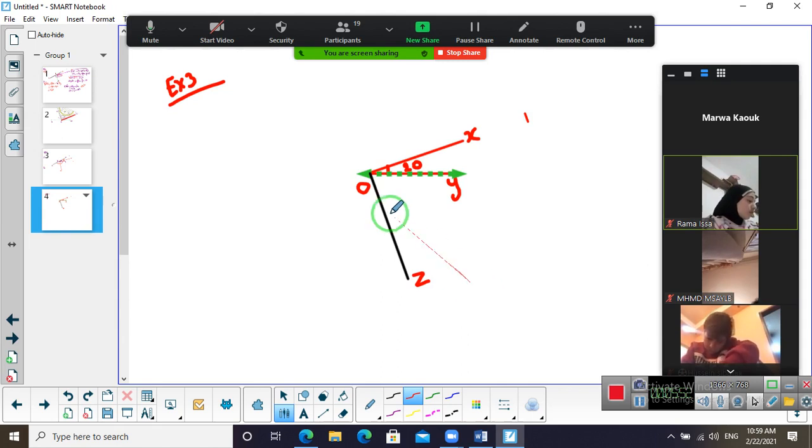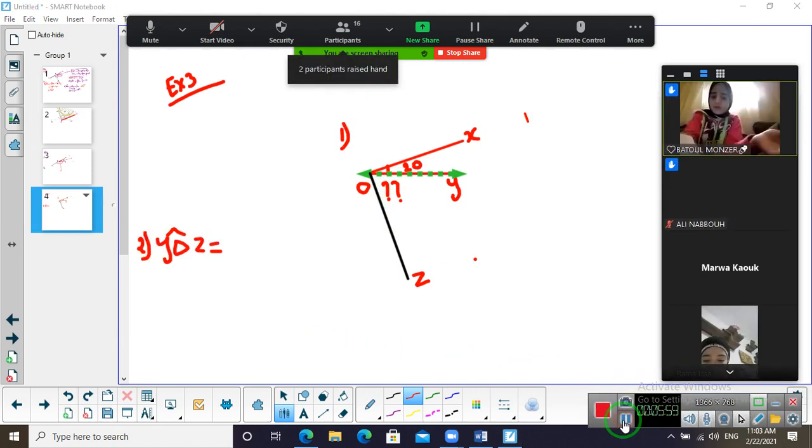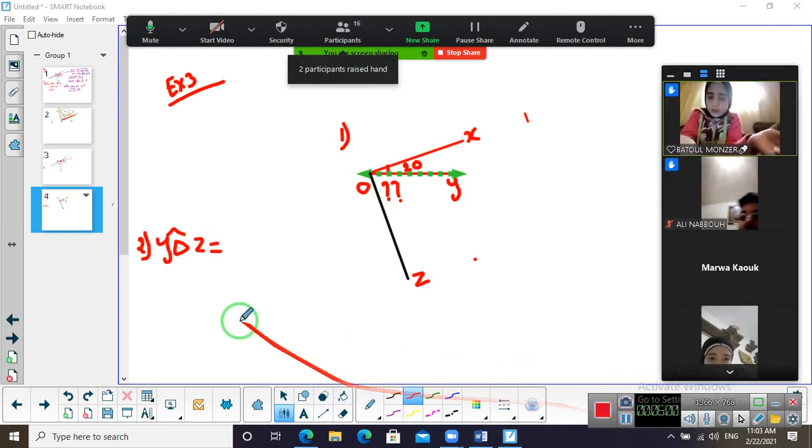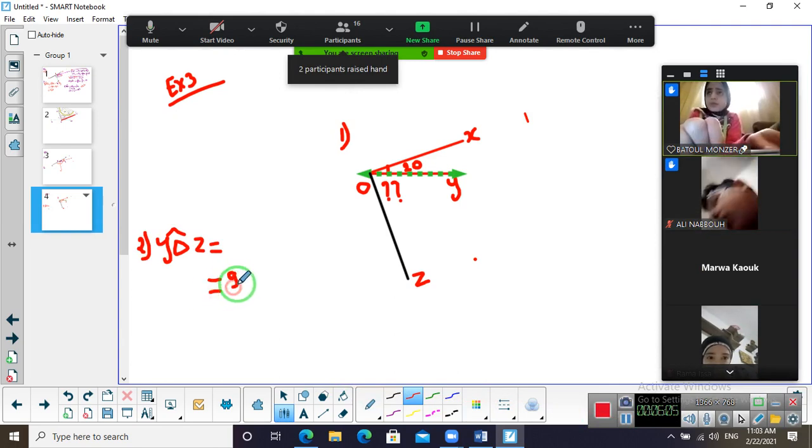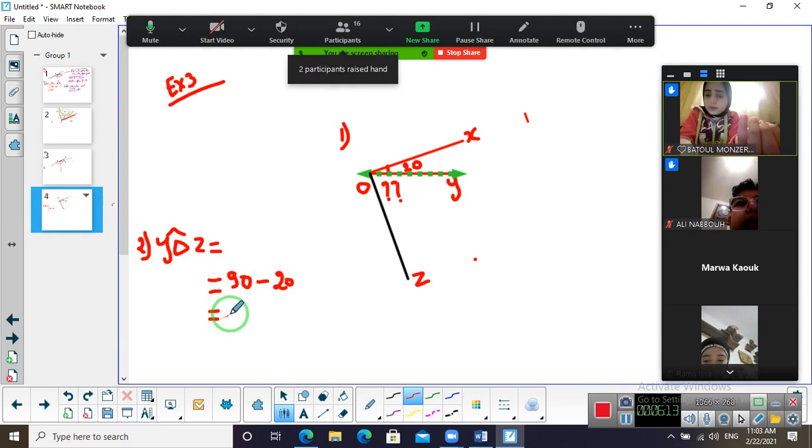So if I want to calculate this angle now, who wants to calculate it for me? Batul, you said it's 90. Continue. 90 minus what? It's 90 minus 20, you said that is 70. Since they are adjacent complementary, that means their sum is 90. You know it from the rule, yes or no?